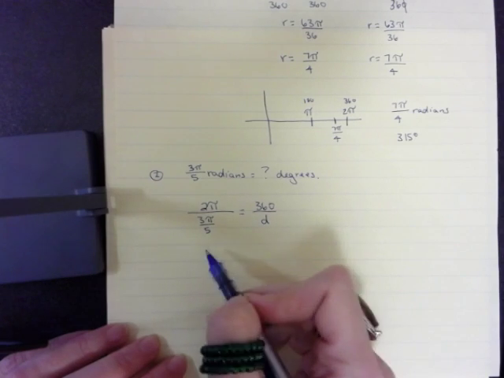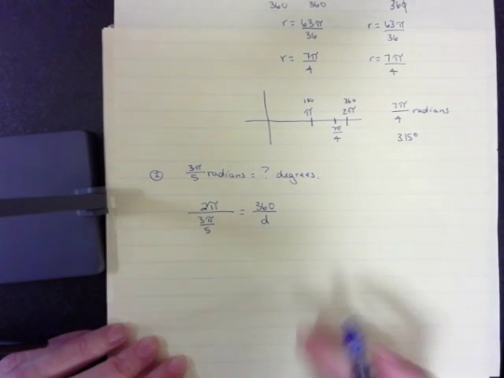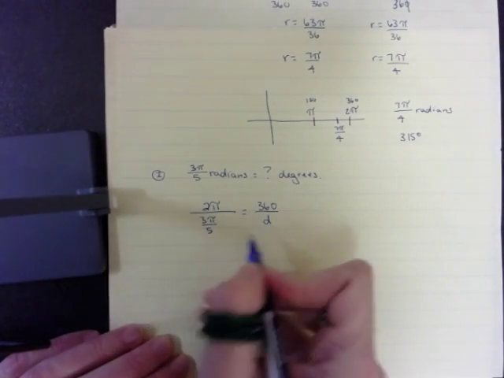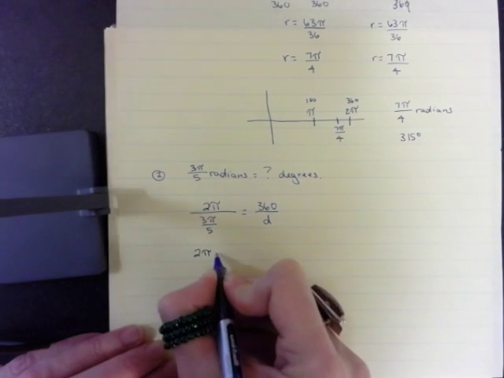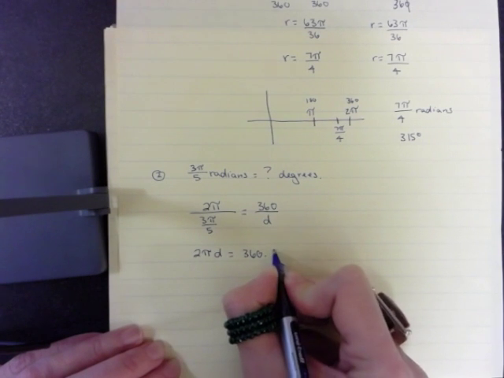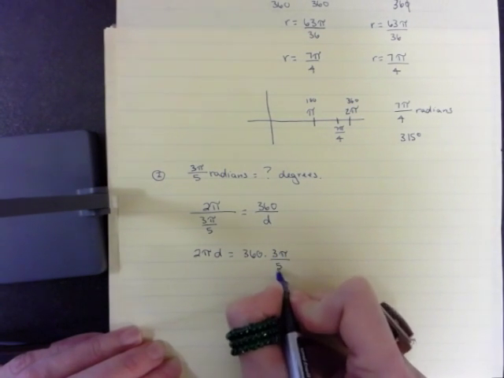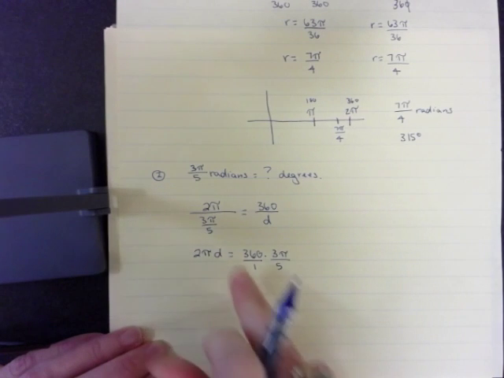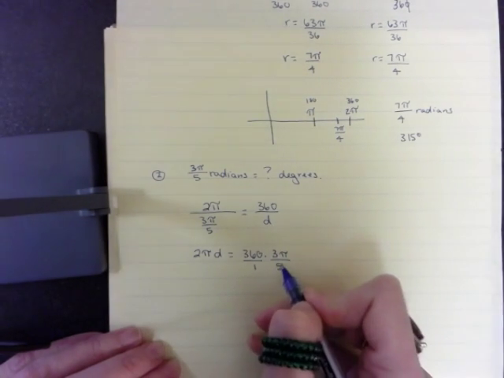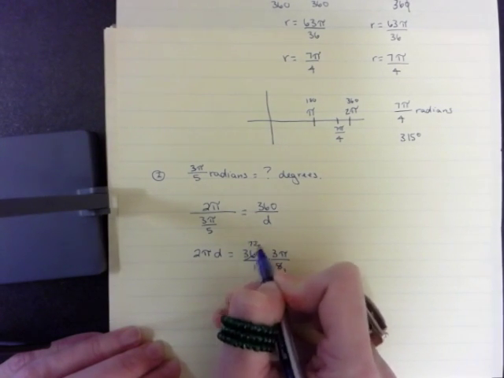So now we're going to cross multiply, and this can be a little confusing, so we're going to write everything down. I think this needs to be focused a little bit more. Okay, so we have 2 pi times d equals 360 times 3 pi over 5. We can always put that over 1, and let's simplify. How many 5s are in 360? I simply do that on my calculator. There are 72.